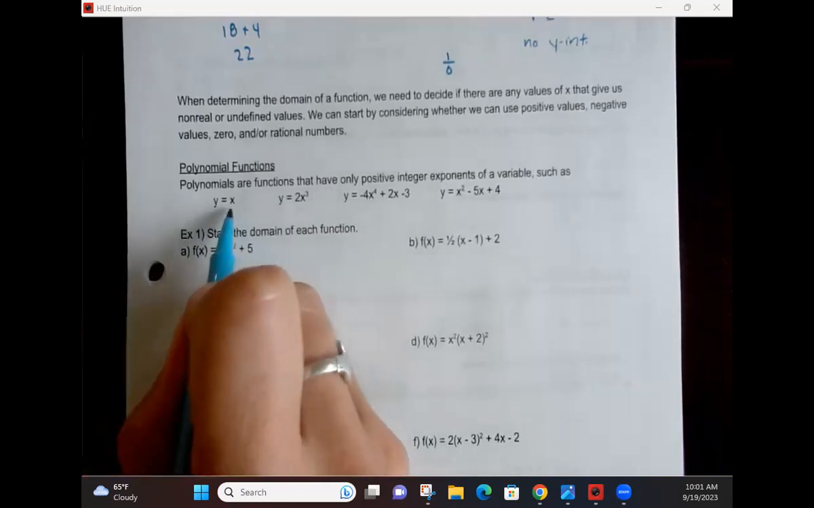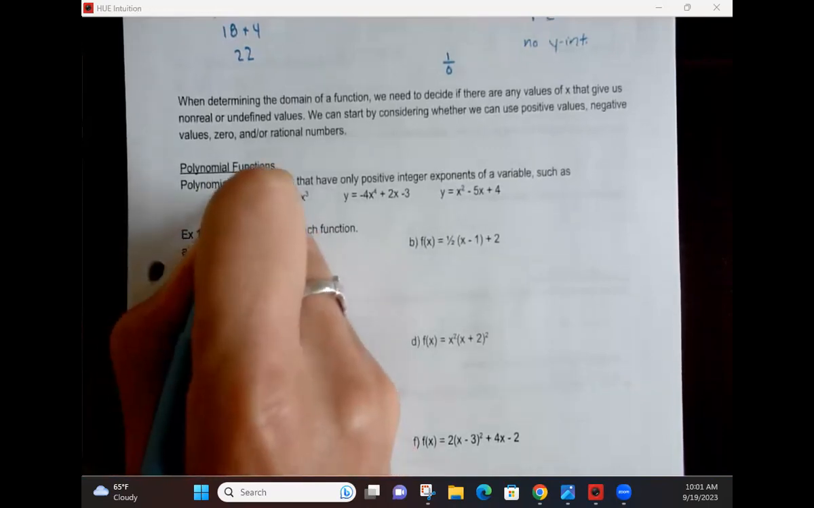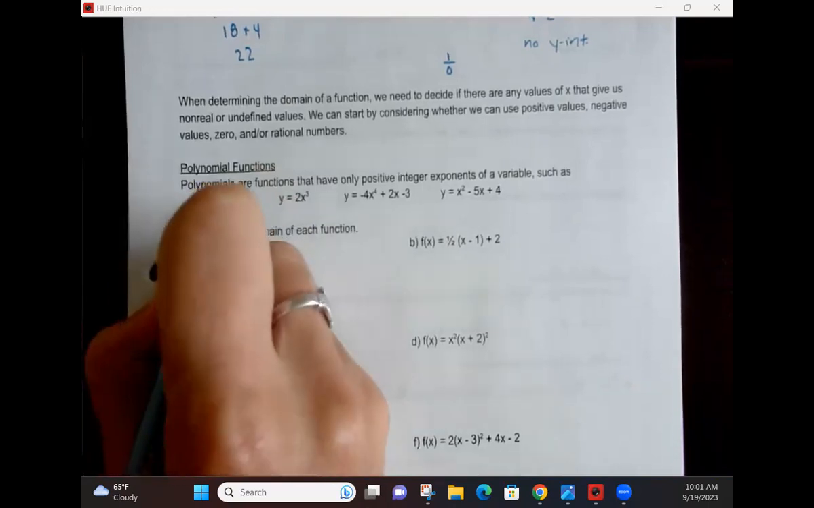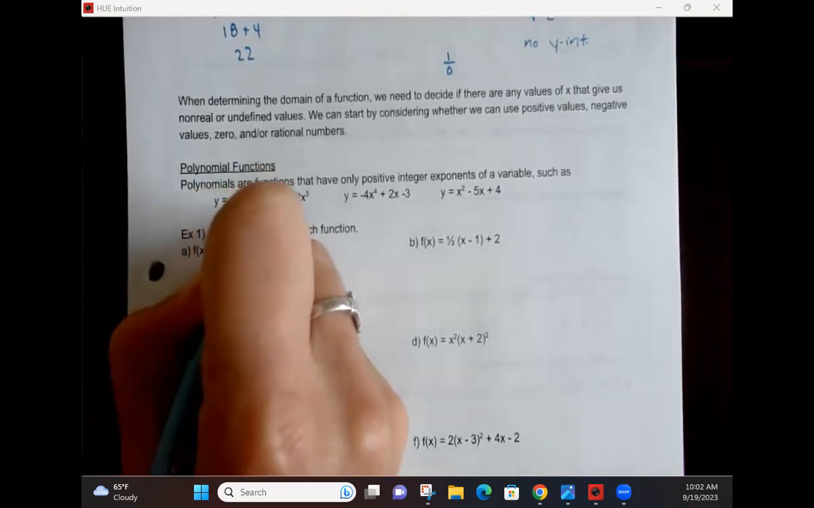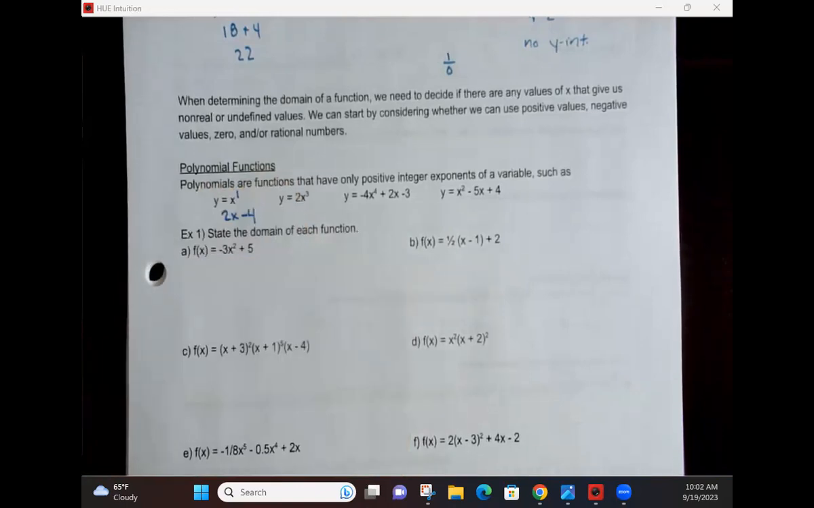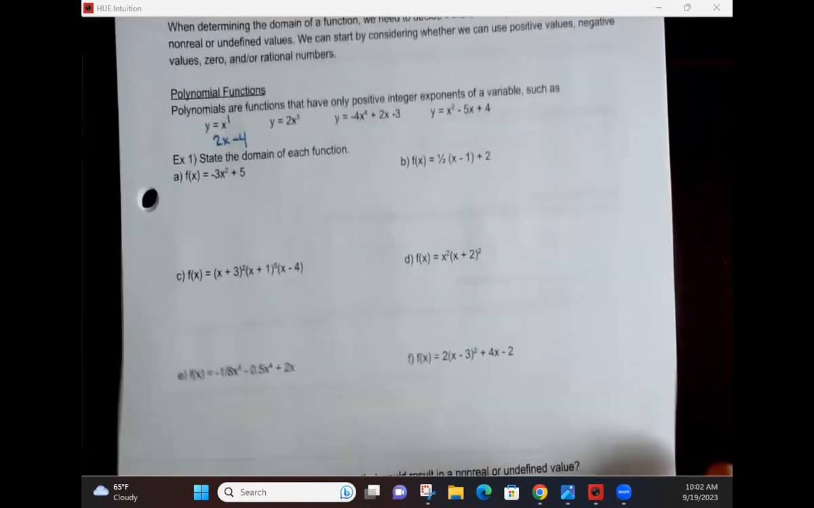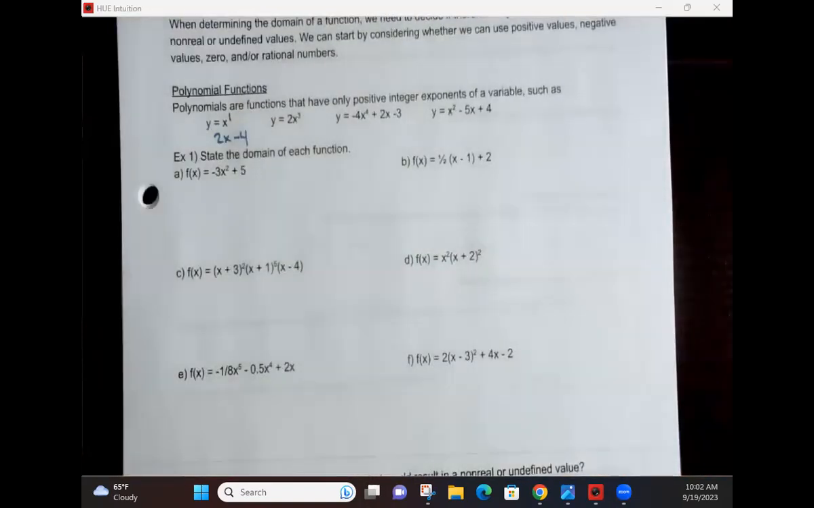So a linear function, y equals x, that would be x to the first. And we could have variations on this, right? I could have 2x maybe -4, that's also a linear function. Any variations on quadratic, cubic functions, quartic functions, x to the 5th power. Anytime I'm looking at positive integer exponents on my variable, that's a polynomial. So we're going to talk about all the polynomials together.